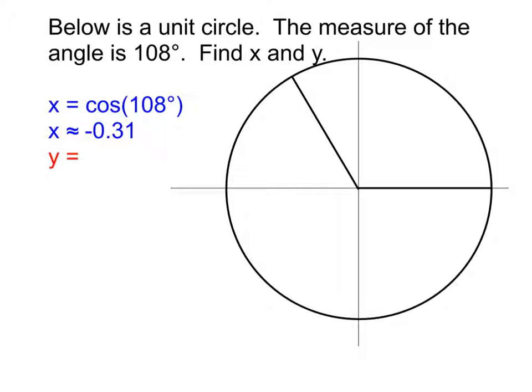Okay, and then we need to find our y value as well. In order to find y, we use sine. So I'm going to do sine of 108 degrees. And again, then all I got to do is just punch that in the calculator. And in this case, it tells me that y is about 0.95.